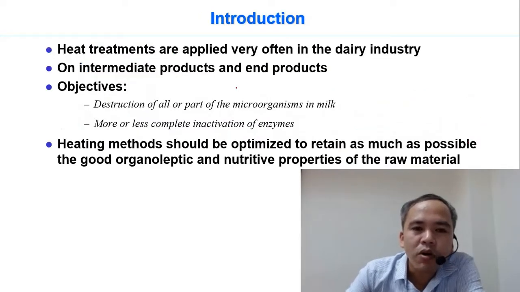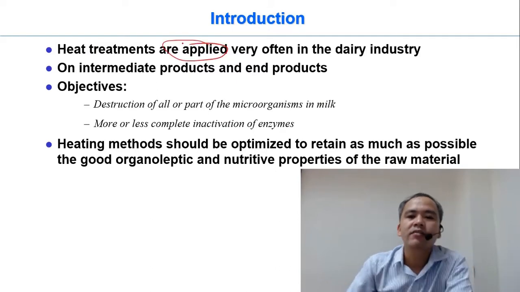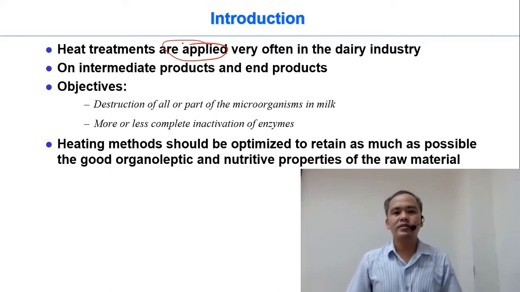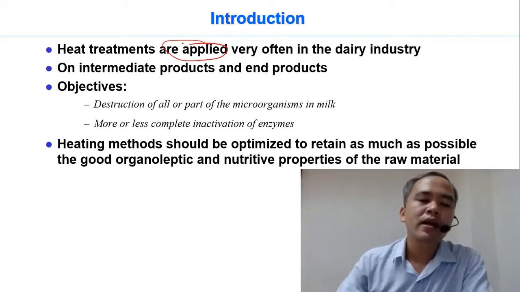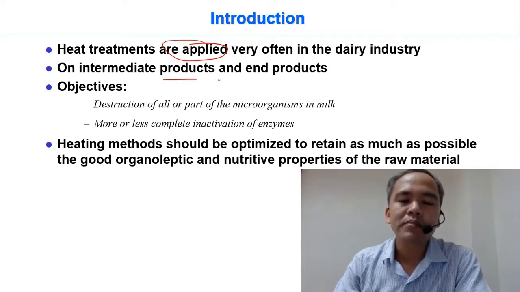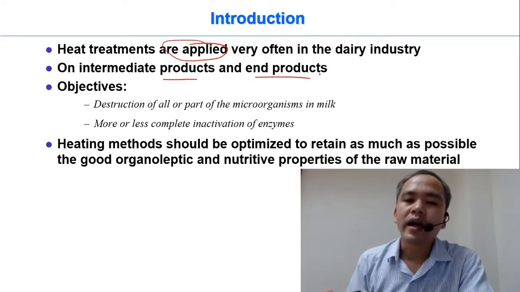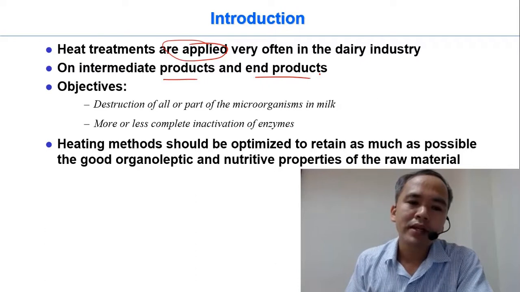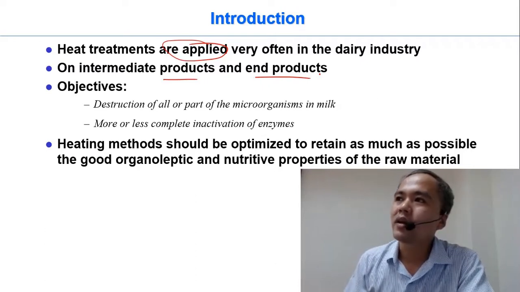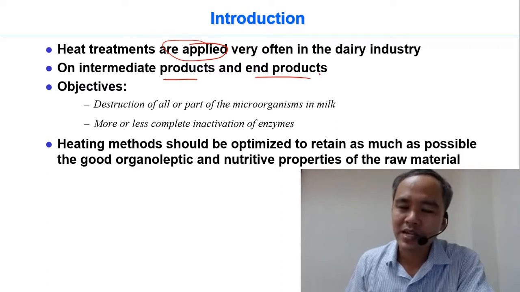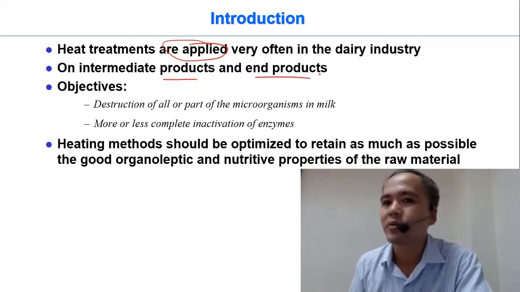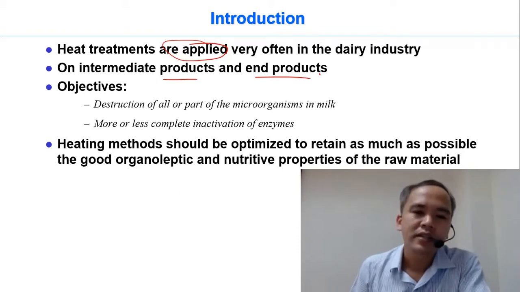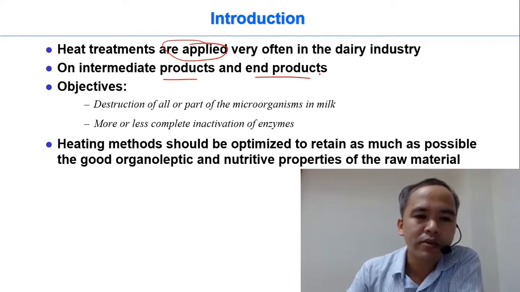Now we go to the third part. Heat treatments are applied very often in the dairy industry, and in food processing in general as well actually. Heat treatment can be carried out on intermediate products, but can also be on end products. End product means after heat treatment, you are done with processing. But intermediate product means after heat treatment, you still can do other steps. Like after pasteurization, you do spray drying to make powder, for example. Or after pasteurization, you do fermentation to make yogurt. Then it's done on intermediate products.